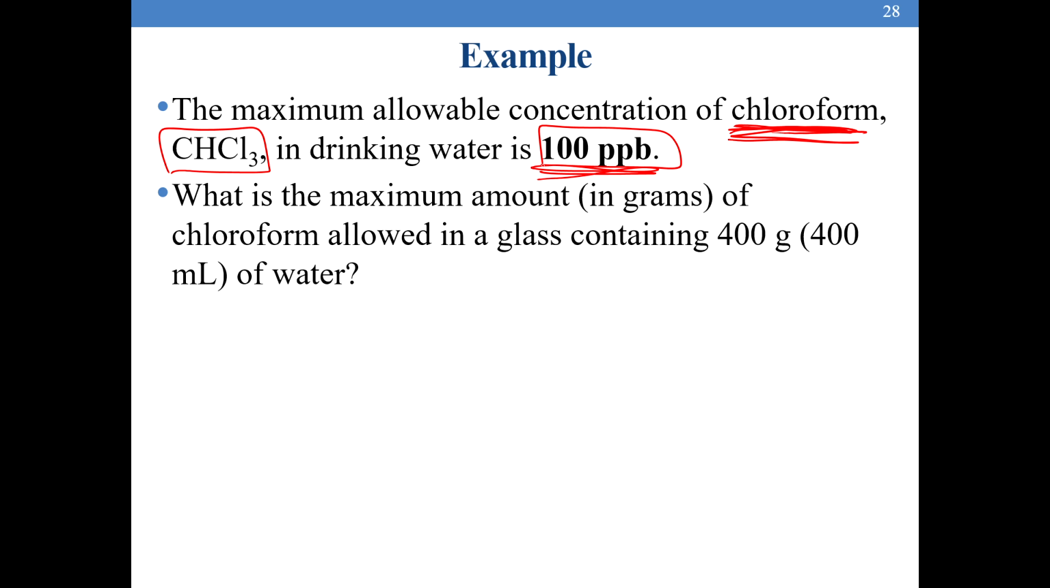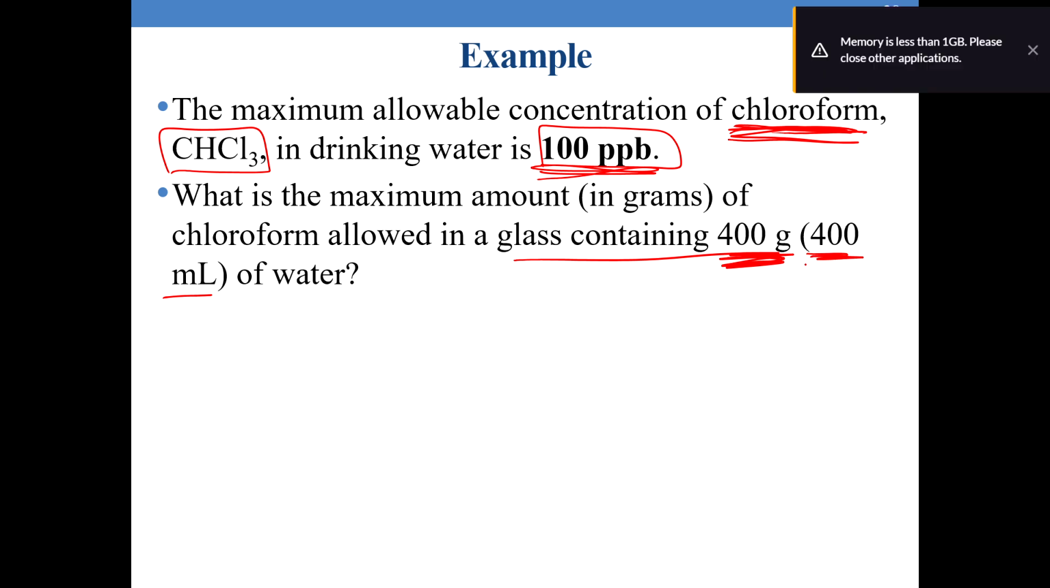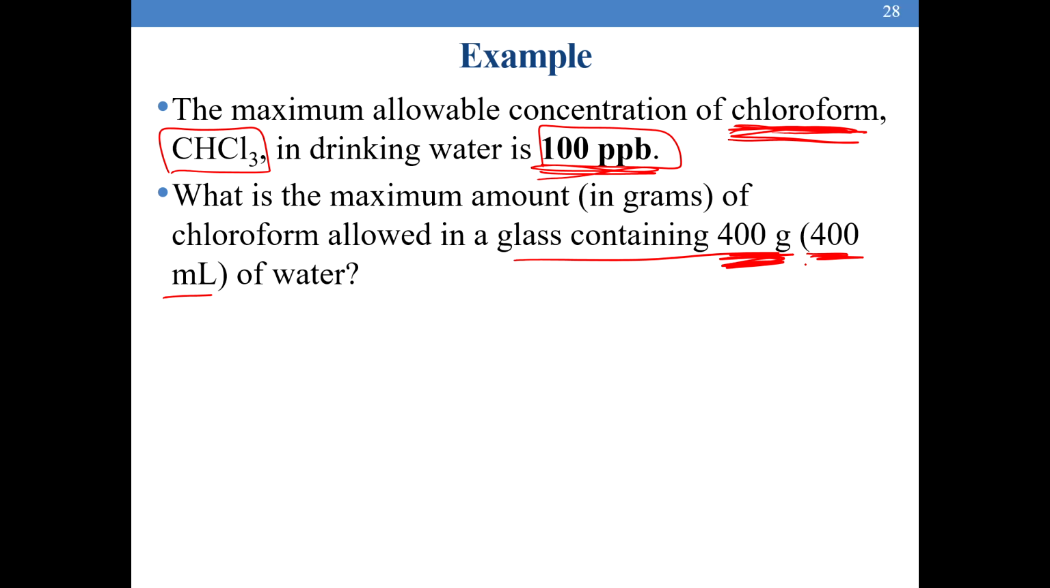So if I have a glass with 400 grams of water, and if you note, I made the note here, that's also 400 milliliters of water, and you can simply do the conversion by using density as a conversion factor. But ultimately, if you know 400 grams of water, that's 400 milliliters of water, and vice versa. They're the same. So they want to know what is the maximum amount in grams of chloroform that can be allowed, knowing the part per billion is 100.